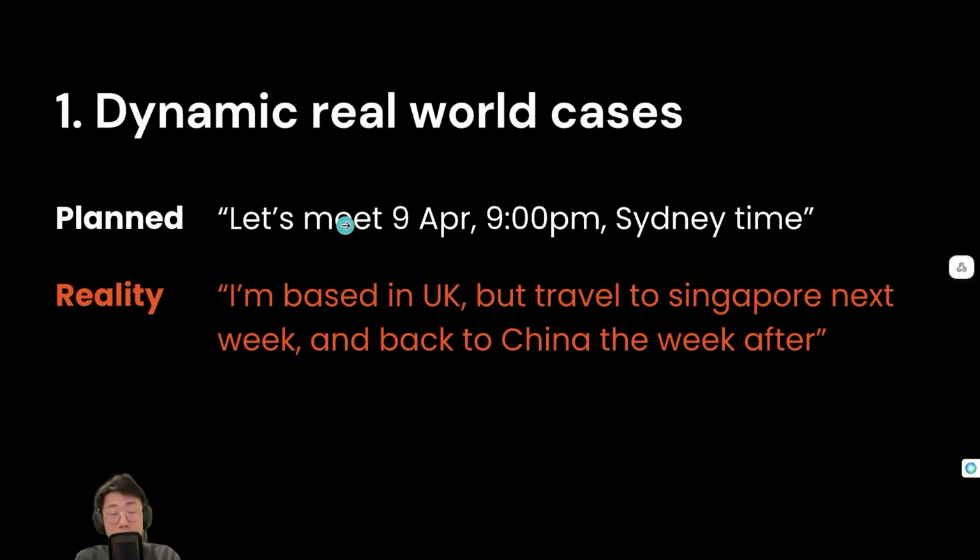Like I was building a meeting scheduler agent where I was expecting requests where people say things like, let's meet tomorrow 9 p.m. Sydney time. But in reality, the cases will be much more complicated, where people will say, I'm based in the UK, but travel to Singapore next week and back to China the week after. Once your language model system is actually put into your customers' hands, it is almost guaranteed to break or perform really weirdly in certain cases. And this is when you want to start iterating on the system.